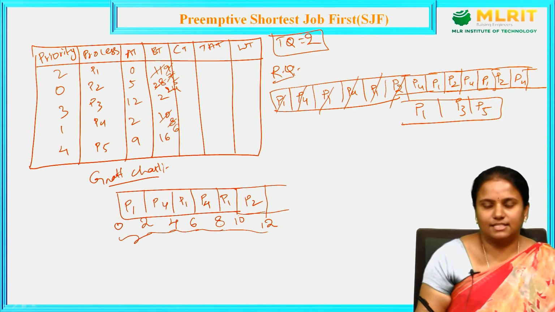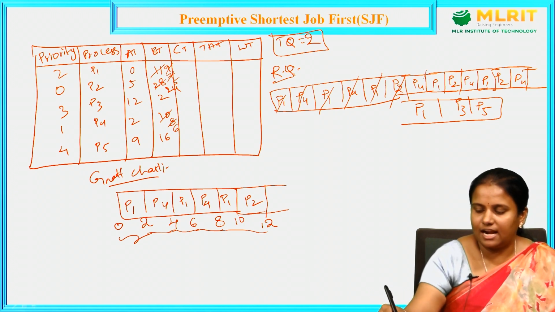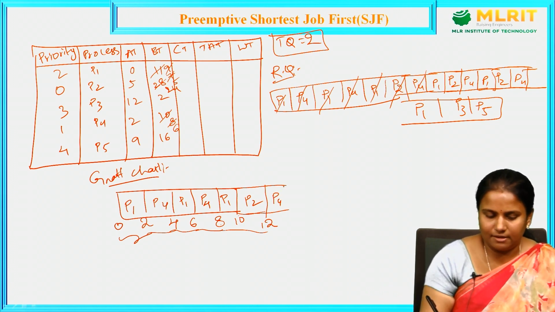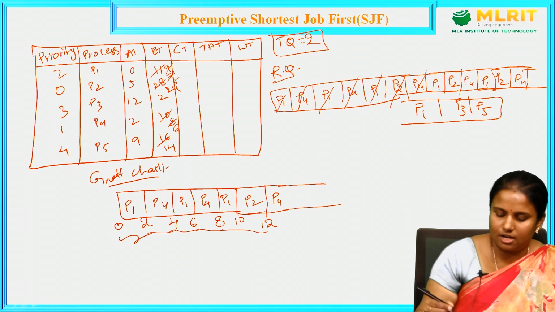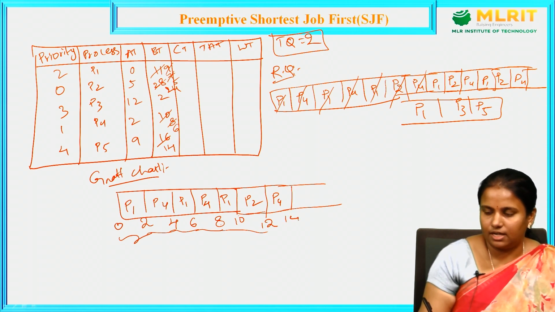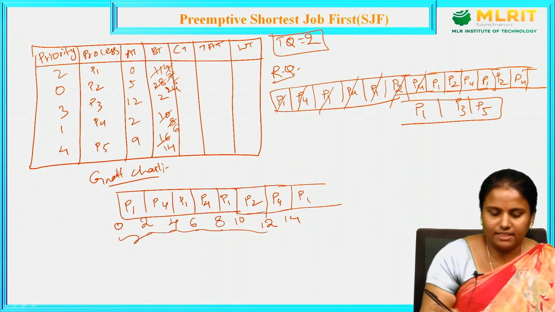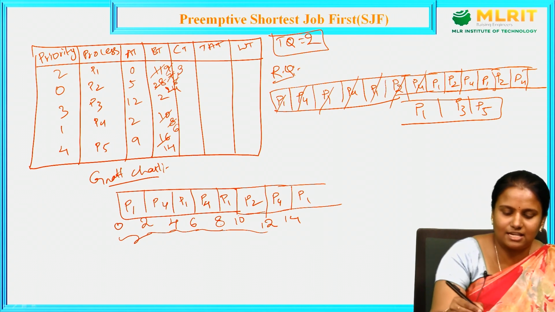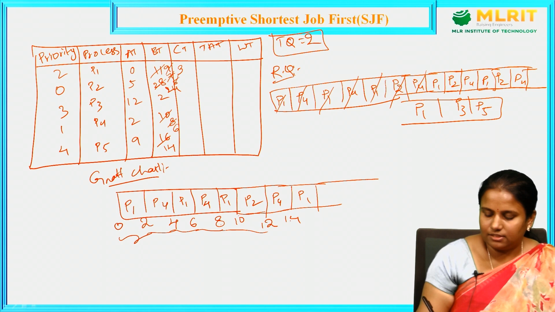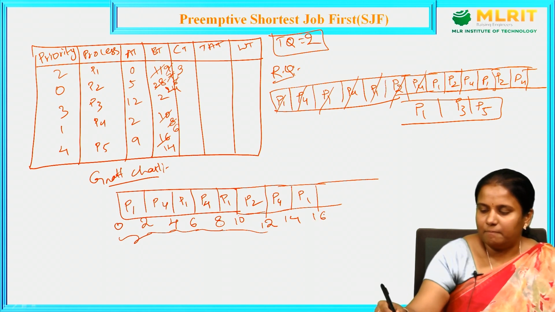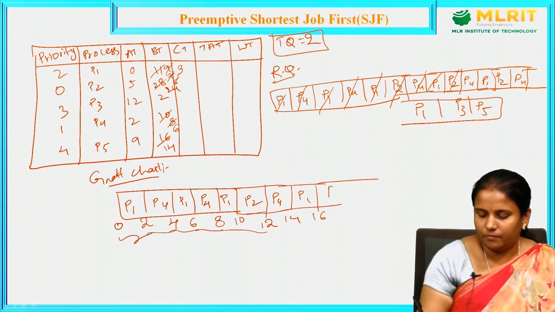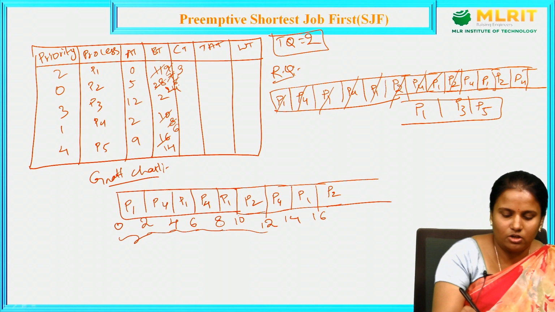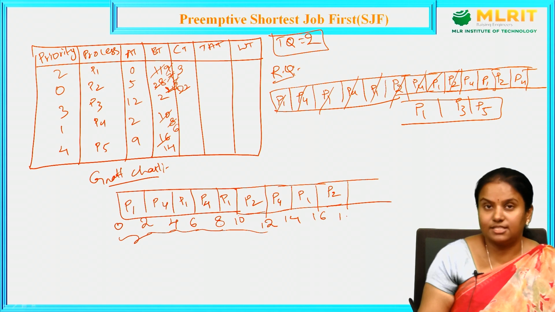So let's start again. P2, after which is ready? P4. So P4 is ready with the burst time of 16. So 16 minus 2, remaining is 14. So 12 plus 2 is 14. Next P1 with the burst time 5. 3 is left. So P1, 14 plus 2 is 16. P1 completed. Next, which is waiting for the CPU? P2, with the burst time 24. We minus 2, 22 is remaining. So 16 plus 2 is 18.